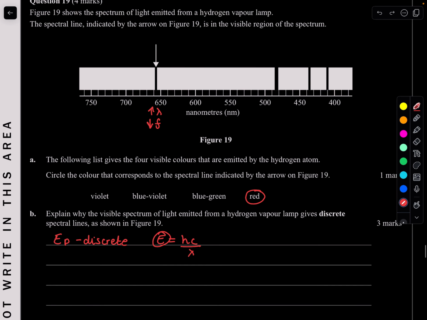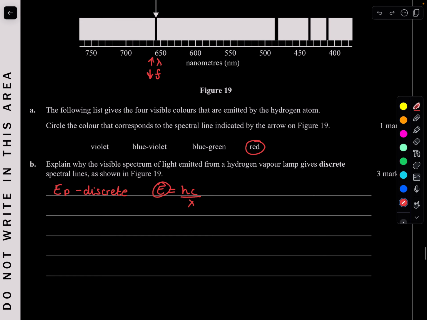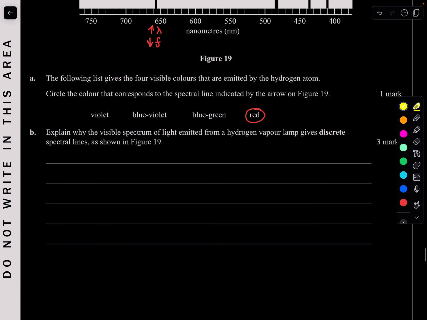And that's why we have all these wavelengths here. They are discrete. There are only certain wavelengths that can be emitted. Let me write a nice response to show what I explained. It's a very nice, easy question to pull out in an exam. 3 marks.